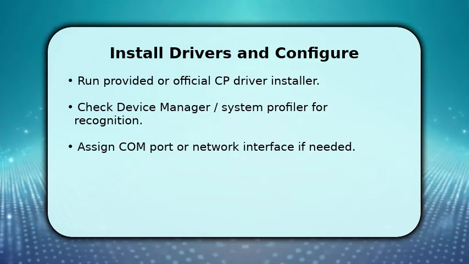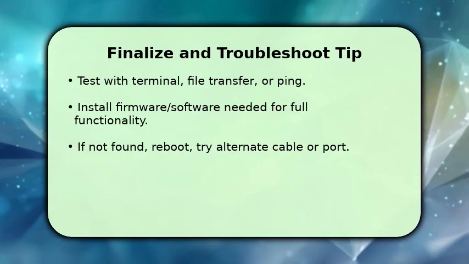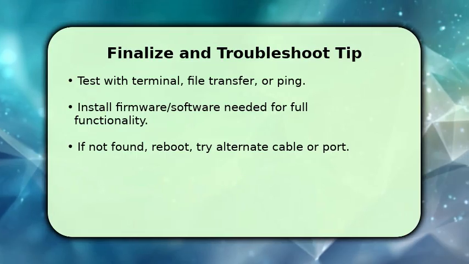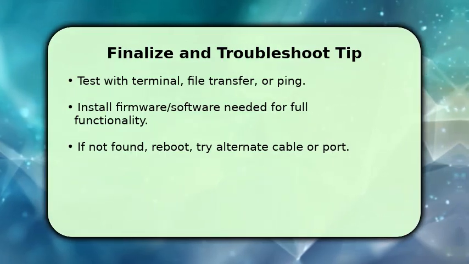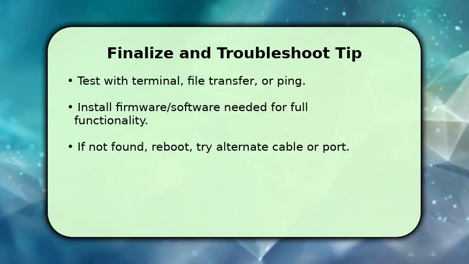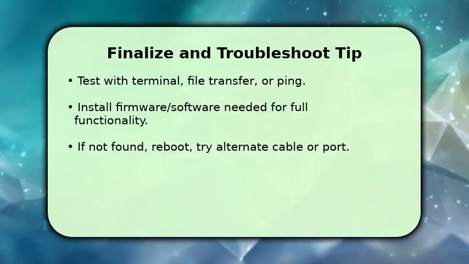Finish by testing the link. Open a terminal for serial devices, transfer a small file, or ping the CP's IP address to confirm two-way communication. Once communication works, install any firmware or companion software the CP requires for full operation.